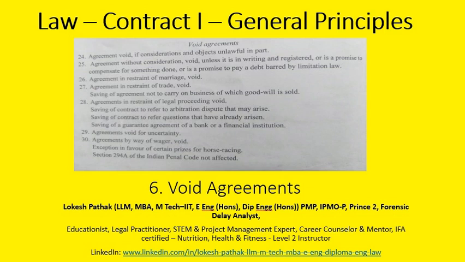Coming to section 24, any agreement is void if the consideration or object is unlawful in part. Section 23 is about lawful consideration and object, while 24 talks about unlawful consideration or object in part. Section 24 says it's not necessary that the whole of the consideration or object is unlawful. Even if part of that is unlawful, the contract will be void.